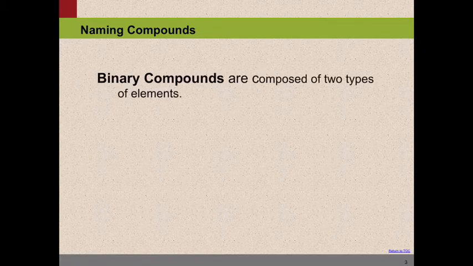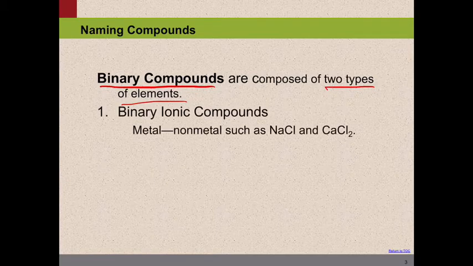Number 1, a binary compound. Binary compounds are composed of 2 types of elements, or 2 different types of atoms. It doesn't necessarily have to be only 2 atoms involved, but there can only be 2 substances involved in a binary substance. We'll be doing binary ionic compounds. We'll be doing that today.